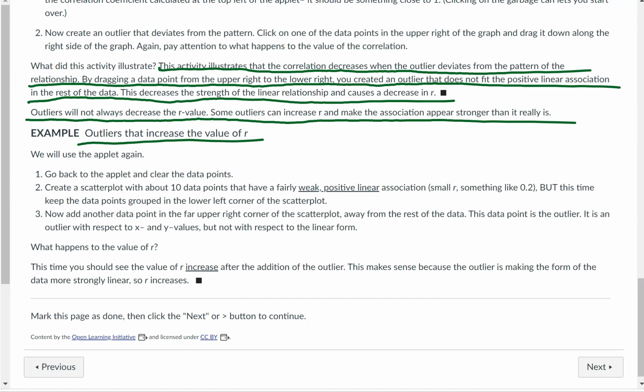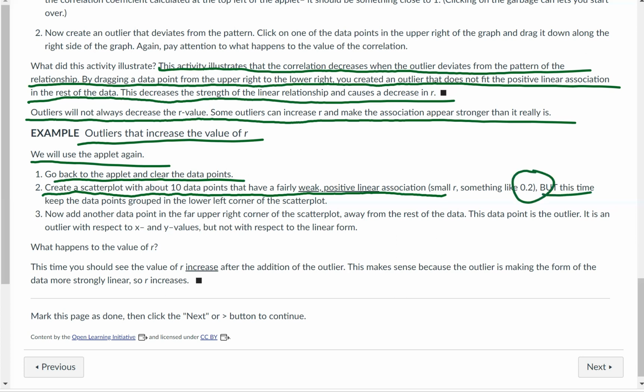Now look at an example where outliers increase the value of r. We'll use the applet again, but we'll go back first and clear the data points, get rid of those 10 we had. You should try this too when you're done watching this video. We'll create a scatter plot with about 10 data points that have a fairly weak positive linear association, with a small r, something like 0.2. But this time, keep the data points grouped in the lower left corner of the scatter plot.